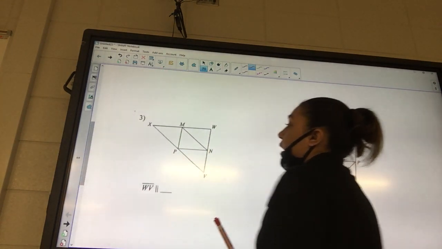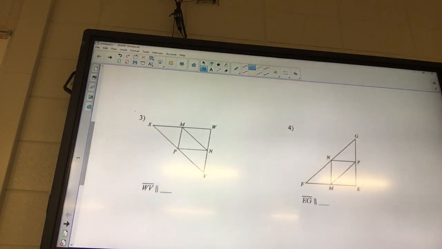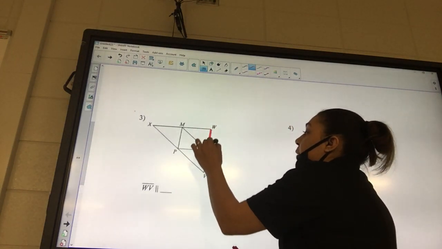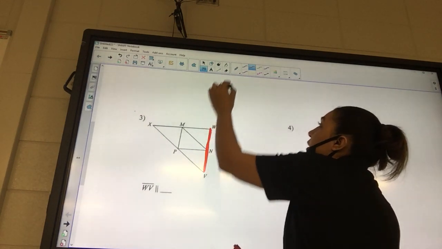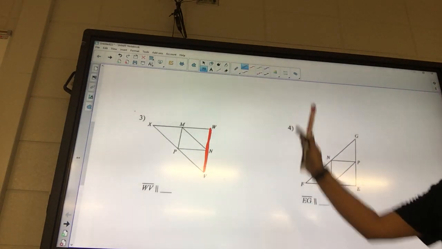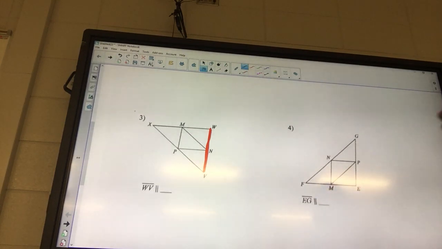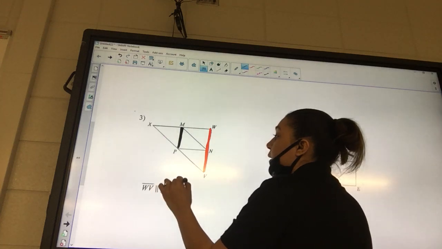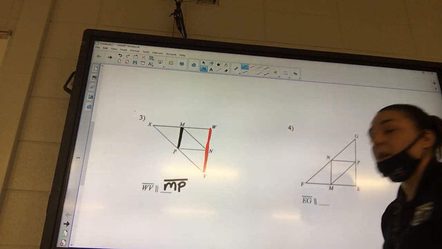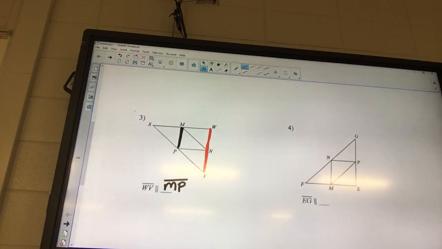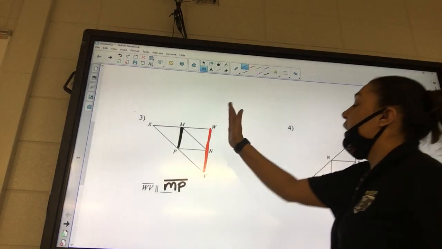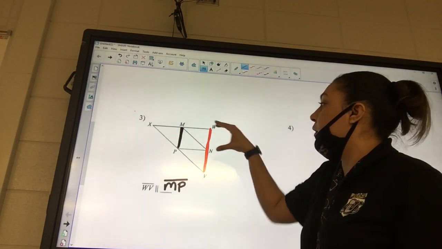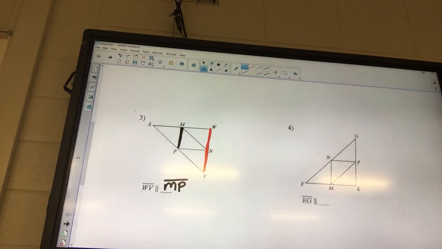Okay, the next one says, same thing, so WV is a big one, and so we need something that's parallel, so also going up and down, but it's about half the size, and so it's going to be MP. Like an MP3 player? Okay, so you can see that these two lines are never going to intersect, but one is about half the size of the other one, because they're midpoints.